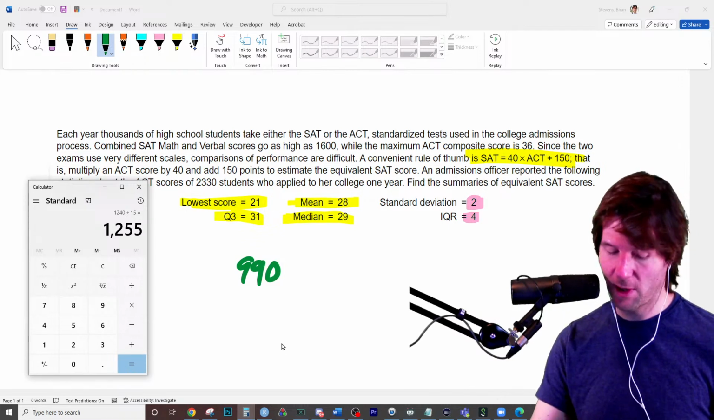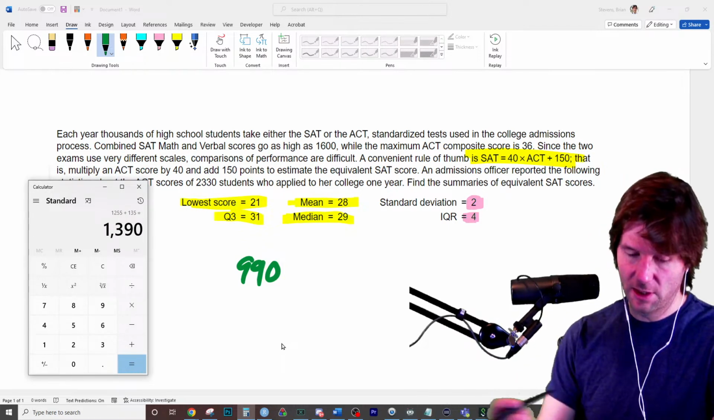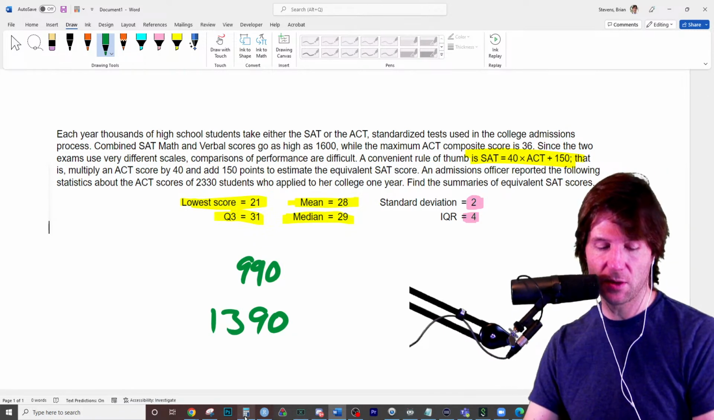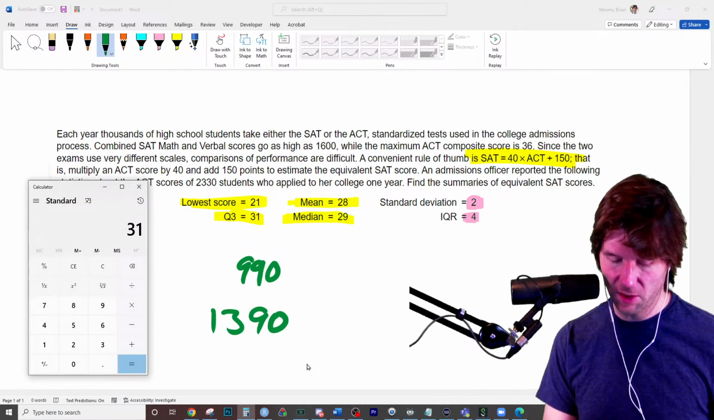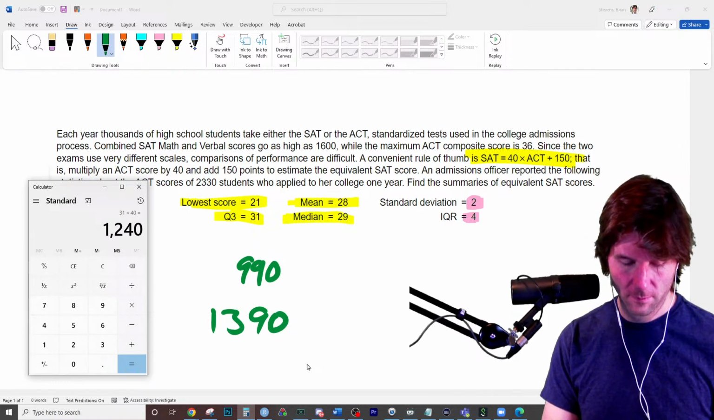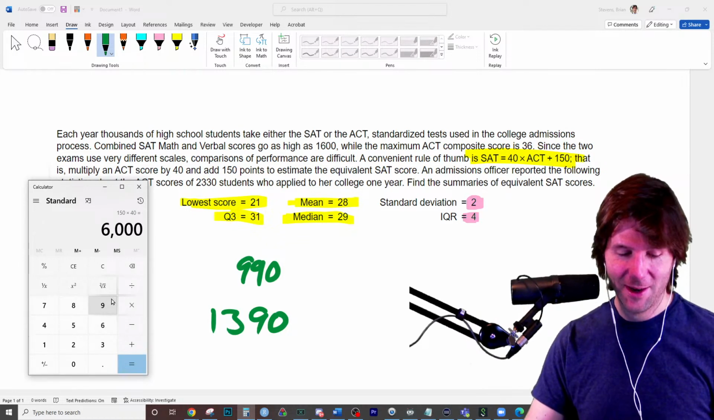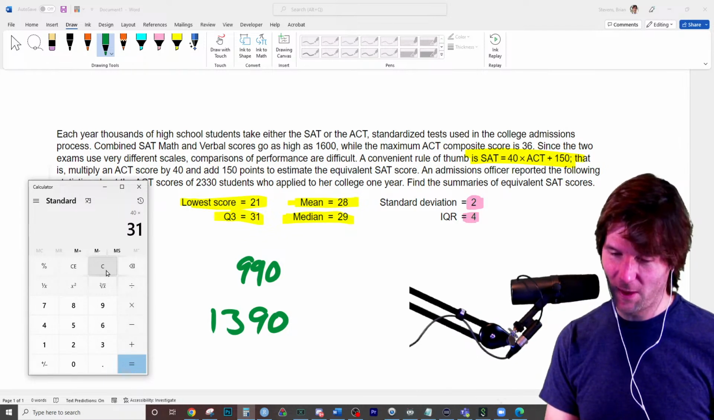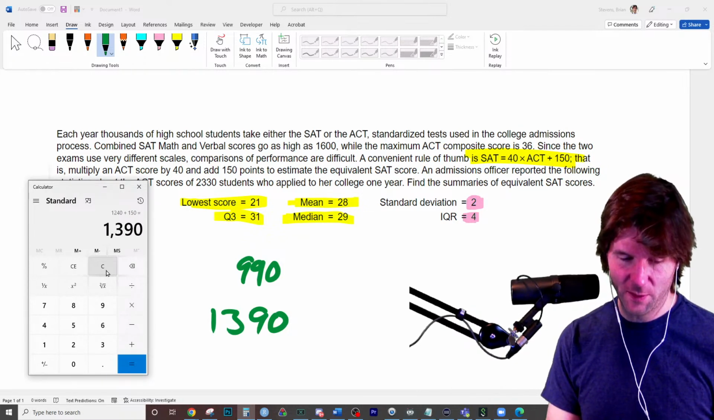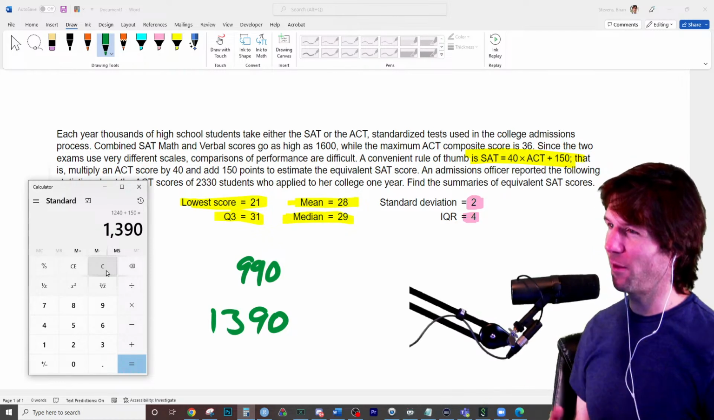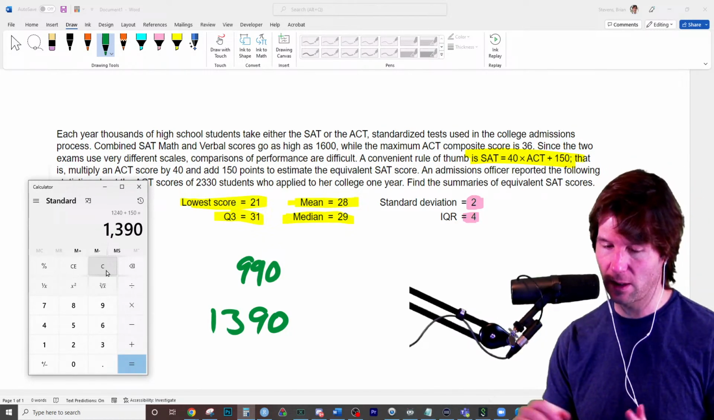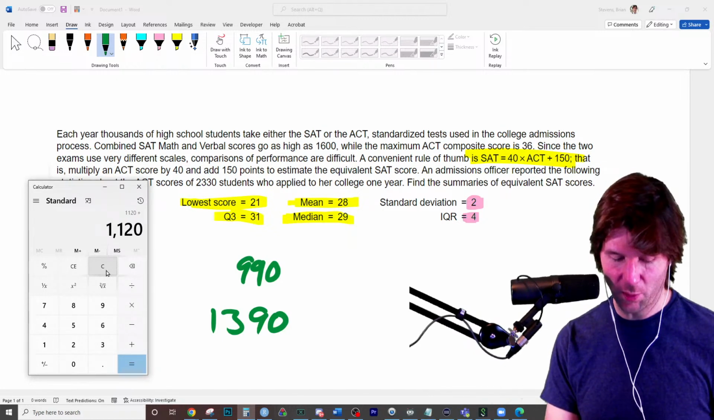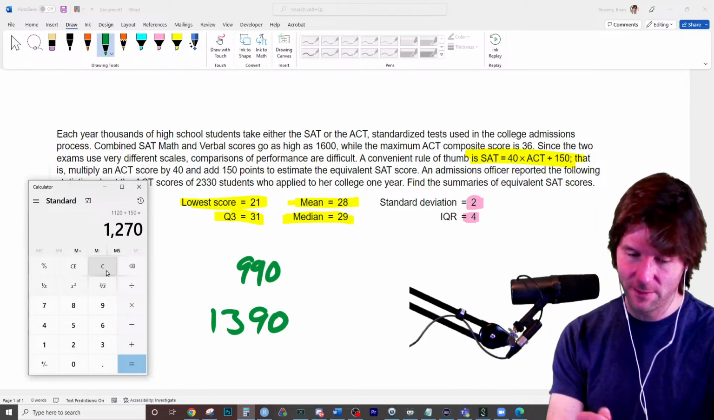Oh my gosh, that was a problem. 1390. Let me double check again. I'm putting them below their respective answers. So let's check again because I hit some extra buttons. There. Oh my. What is wrong with me today? 40 times 31 plus 150. There we go. And it was the right answer. I fixed it because I knew what I entered was wrong and did the math to fix it. 28 times 40 plus 150. 1270.